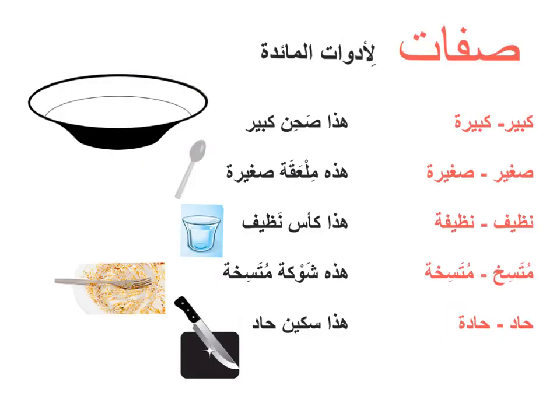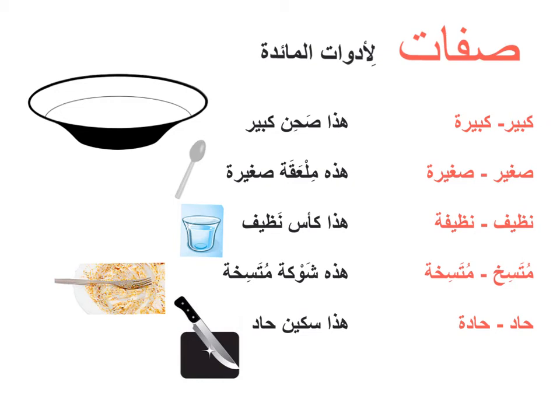Now our second part in this video is صفات لأدوات المائدة. Do you remember what أدوات المائدة means? نعم, the cutlery. صفات لأدوات المائدة are the adjectives that we can use for the cutlery. First adjective, and I'm sure everyone knows what this adjective is, كبير, and the feminine form is كبيرة. What does كبير mean, everyone? نعم, big, كبير.